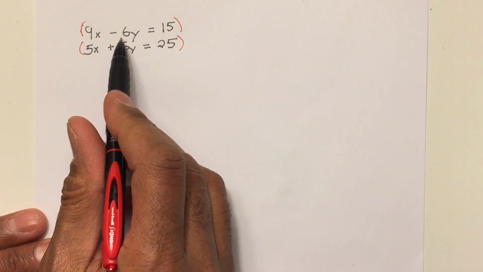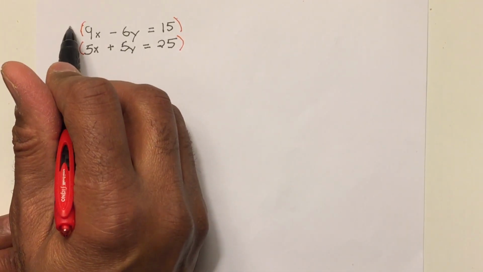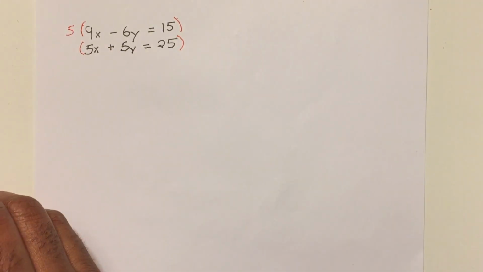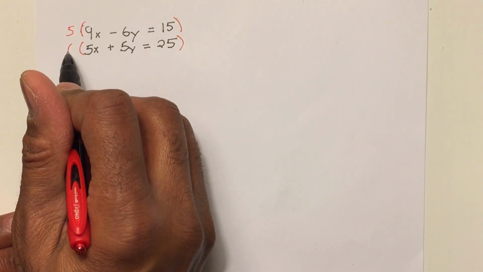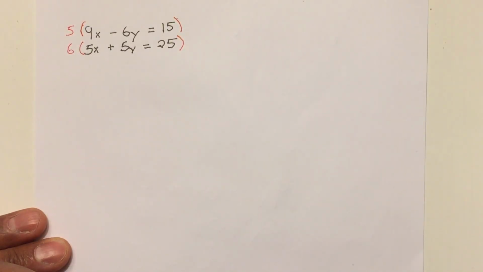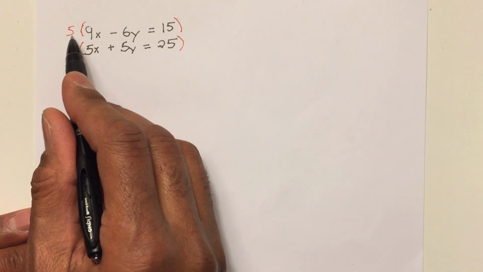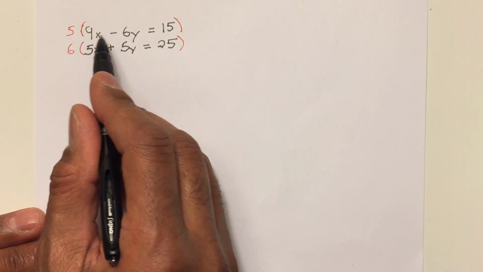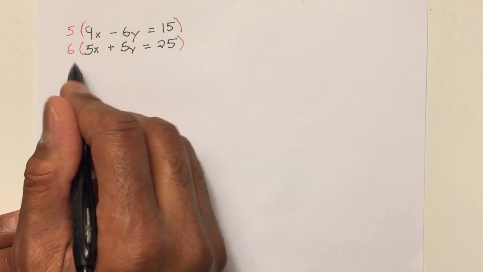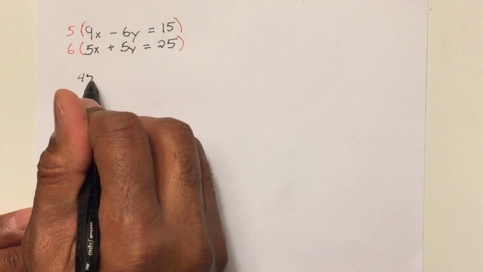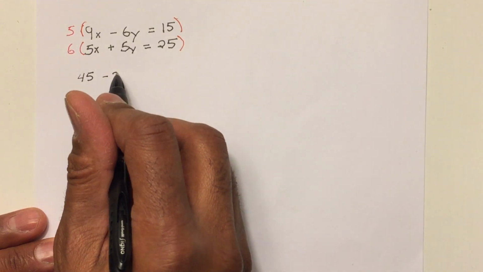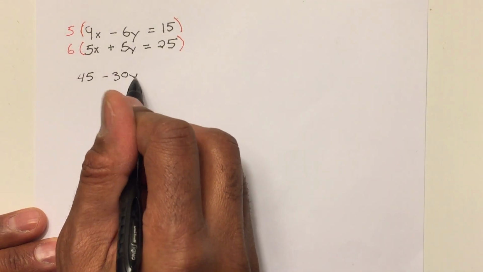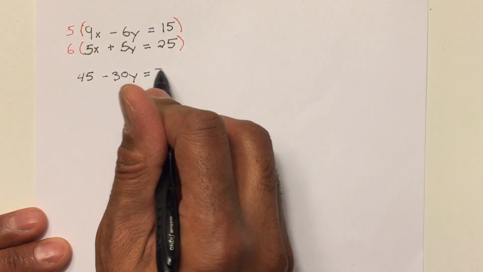Since this is already a -6, we just need to multiply by a 5 to get -30. This is 5, so we need to multiply by 6 to get a +30. And distribute and see how that works. When we multiply the 5, we have to distribute it across all of these terms. 5 times 9x is 45x. 5 times -6y is -30y. And 5 times 15 is 75.